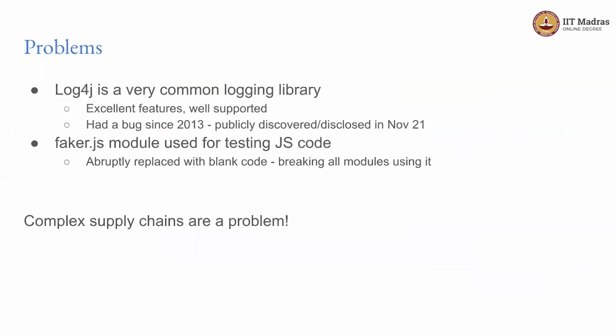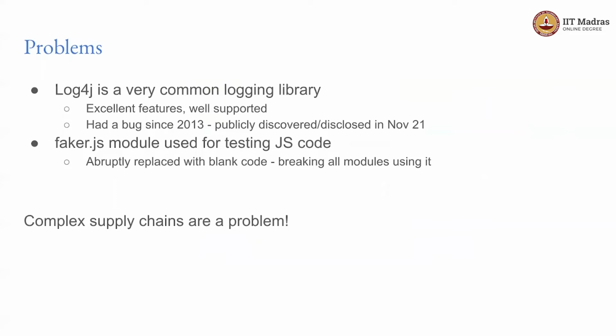So it's a very common library. It has excellent features, well supported, but it just sort of got away under the hood. Similarly, another thing that happened is that there is a JavaScript library called faker.js. It's a module that's used for testing JavaScript code. And abruptly at one point, this was replaced with blank code, essentially breaking all modules using it.